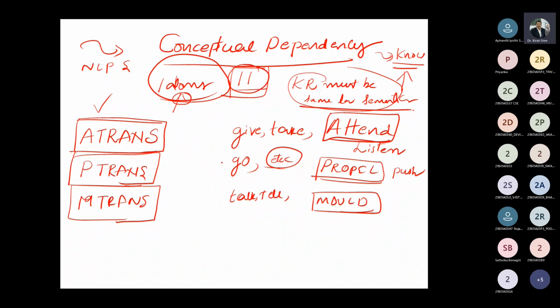Mbuild is to decide. You take a decision, we call it mbuild. So till now we have seen six primitives: A trans, P trans, M trans, attend, propel, and mbuild. Mbuild is where you have 20 or 30 options. You decide on one option, or you decide if you wish to take a decision. Then we say it is mbuild, which is very important for robotic operations.